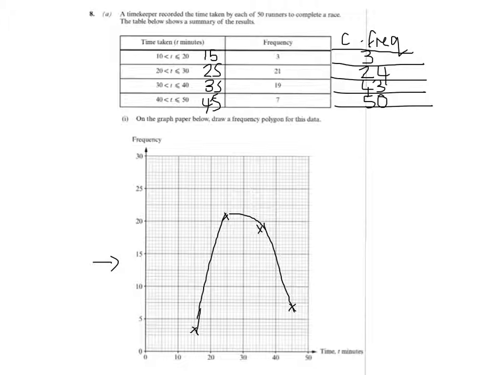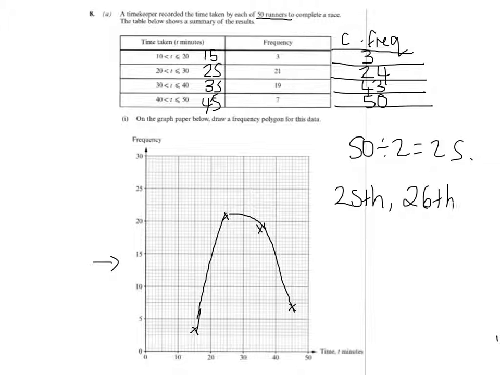Okay, so we know there's 50 runners. The median is the middle value, so we need to work out if we lined up the runners in order of how quick they run the race, which person would be in the middle. So, because it's 50 runners, which is an even number, we'll have 2 values. So if we do 50 divided by 2, that gives us 25. So the 25th person is one of our middle values, and the next one as well, so 26. So if it's even, you'll have 2, and it'll be the 25th and the 26th in this case.